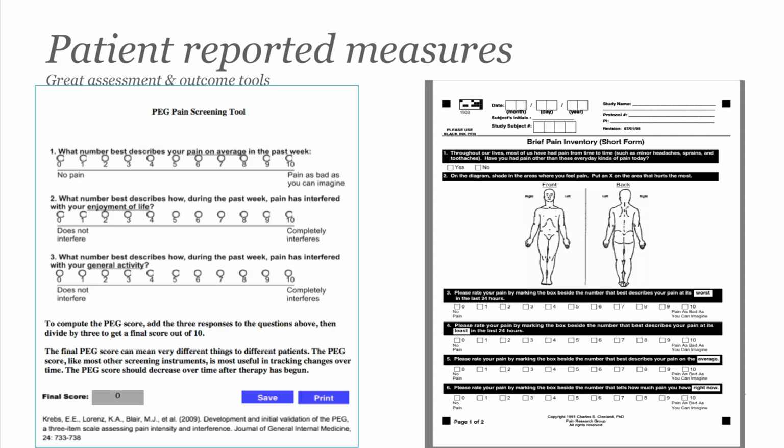These are a couple of pain scores. The first one is the PEG, which is a 3-item score. Really great if you've only got a little bit of time. So it's pain on average, which is P, enjoyment of life, which is E, and general activity, which is G, so the PEG score. The one that I like is the brief pain inventory, and this shows 1 of 2 pages. The reason that I like that is that it actually is a little more complex. It has more questions that it asks, and it gives you a sense of how much does the pain interfere with their life and how much does it interfere with their enjoyment.